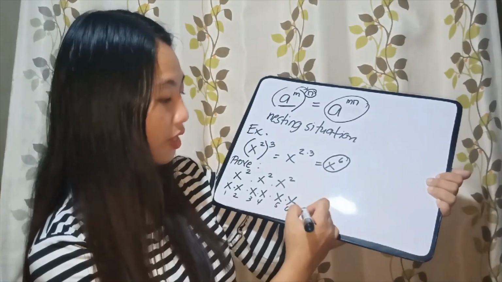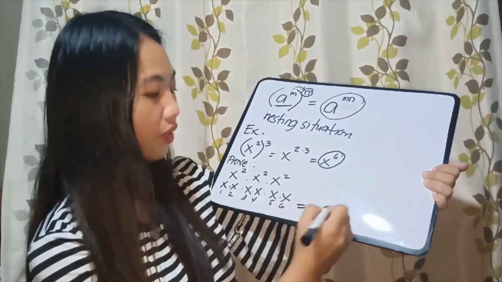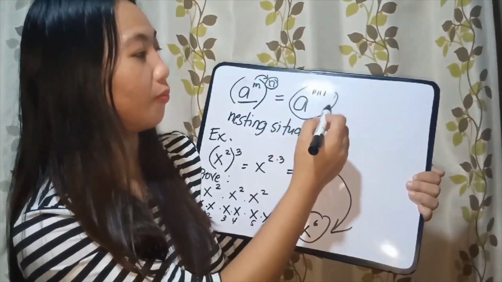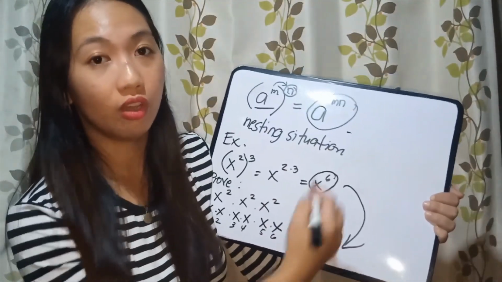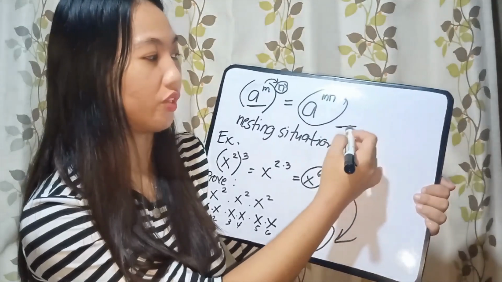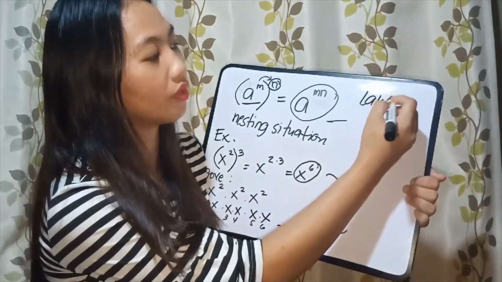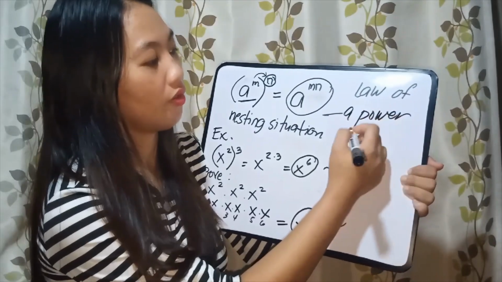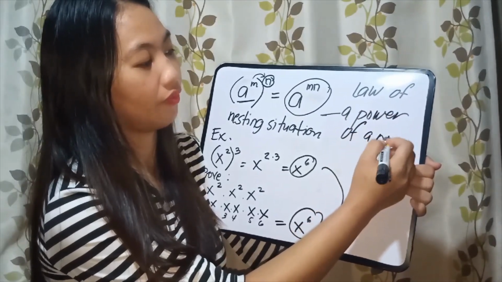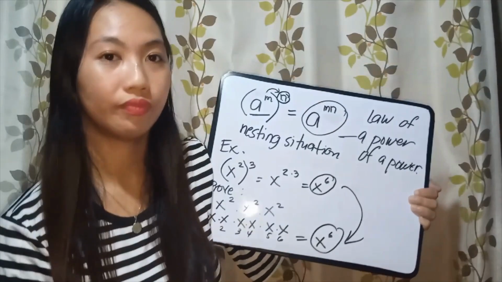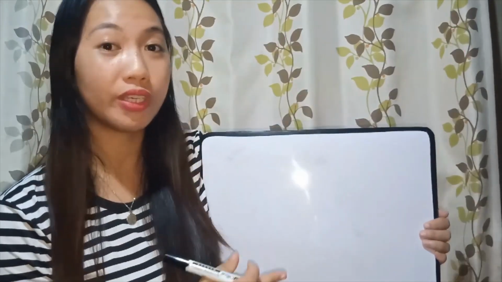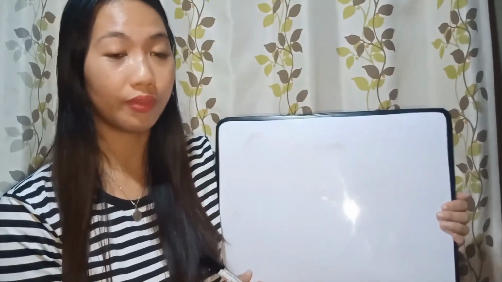And to simplify, we have x raised to 6. So that is the proof on how we come up with the law, the next law that we have discussed, or we have the law of a power of a power. Okay, easy, right? Okay, so let's move with the next law of exponent.